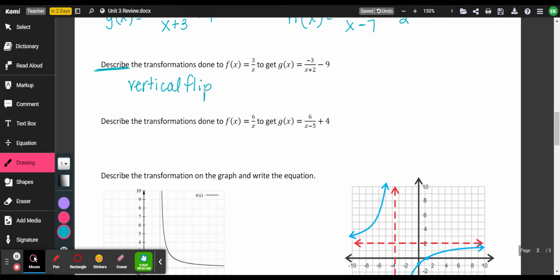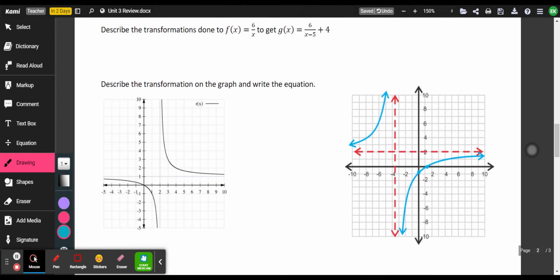We did not talk about horizontal flips. That really shouldn't be an option. A negative in the numerator, which is where I will put it, means that we have a vertical flip. The plus 2 means that we are moving left 2. And the minus 9 means that we are moving down 9. Okay, so we just use words to describe.